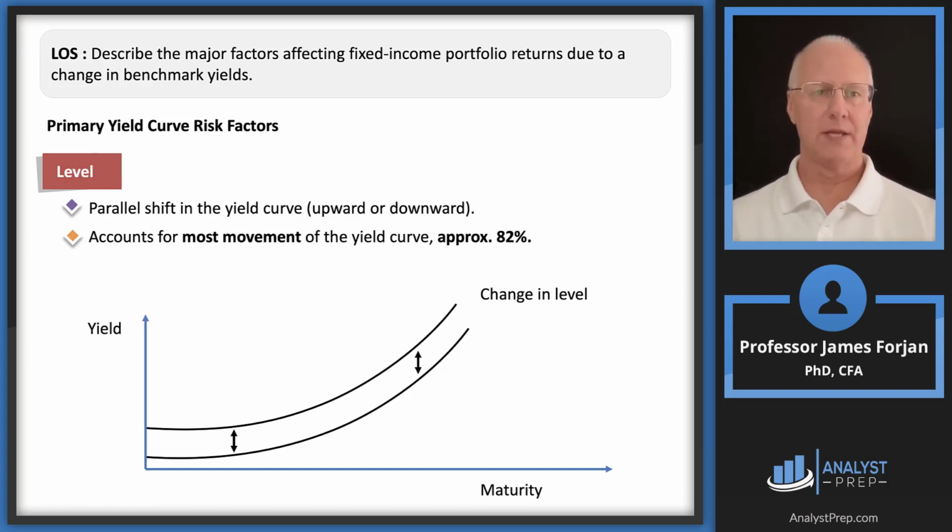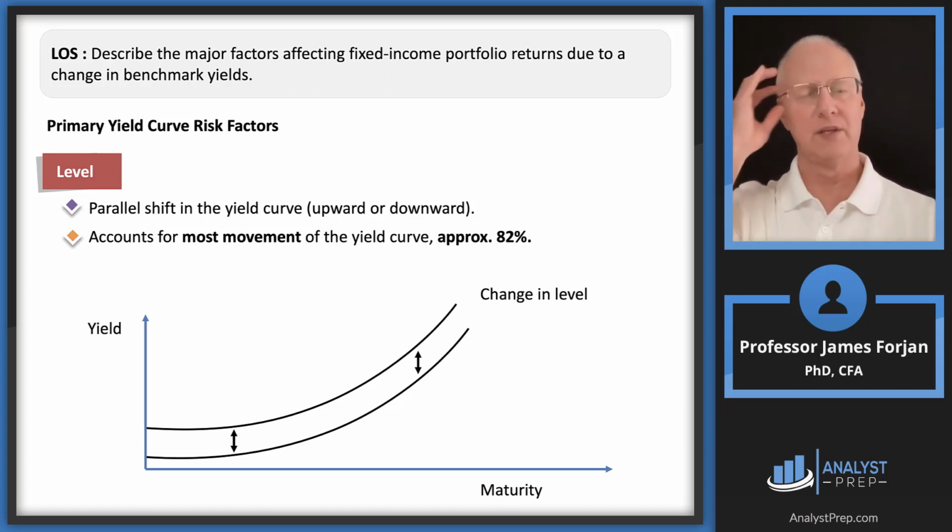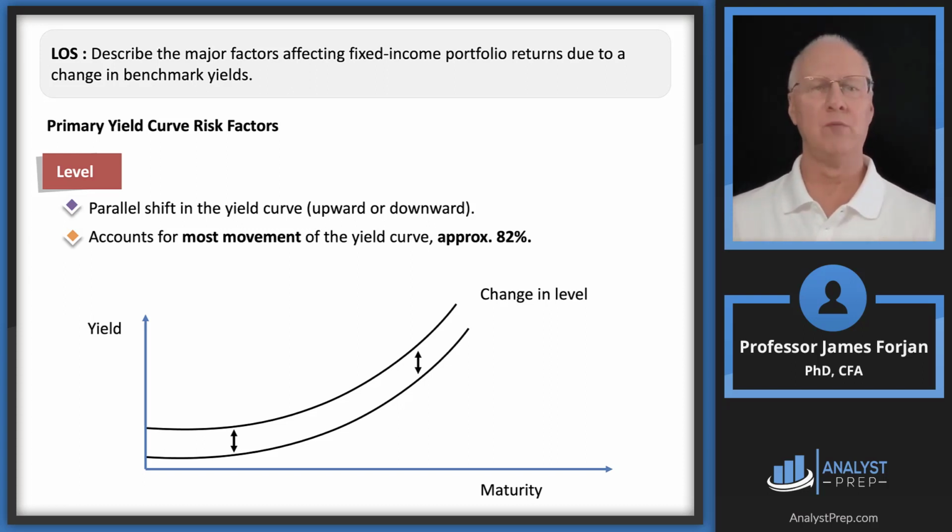All right, so let's go ahead and take a look at the primary yield curve risk factors. So let's start with just the level, and this is just a parallel shift upward and downward. There's kind of a unique shaped yield curve right there. Most of the time with an upward slope, it looks a little bit different than that. But remember, the yield curve can take on almost any shape. The reading does go into some detail, and it references a particular study that shows that this parallel shift accounts for the overwhelming majority of the movement in the yield curve, around 82%.